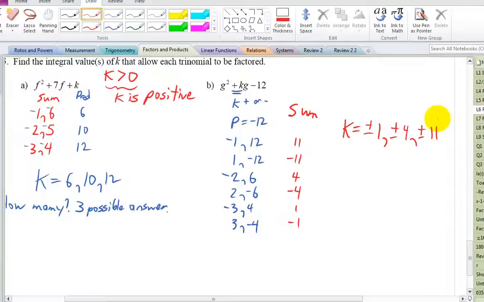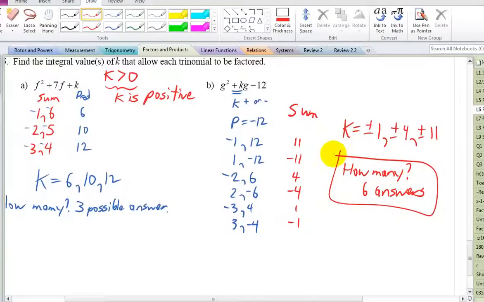Okay. How many answers are there? 6. Don't say 3. There's 2 each one, right? So there's how many? 6 answers. Okay. So sometimes I ask for the answers, sometimes I ask for the number of how many there are.